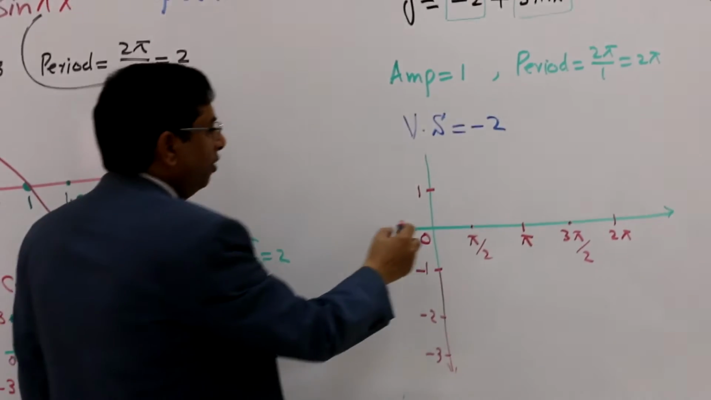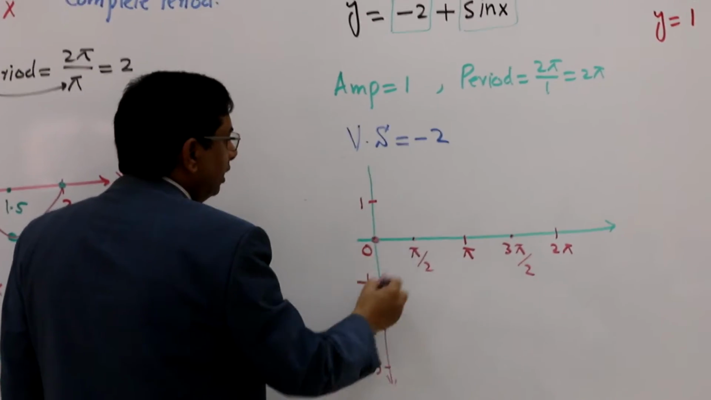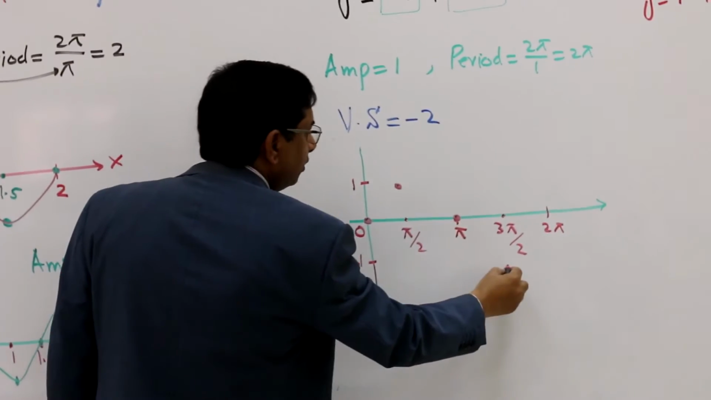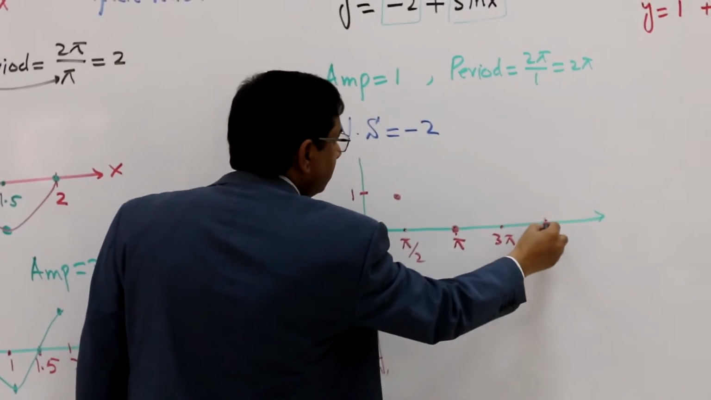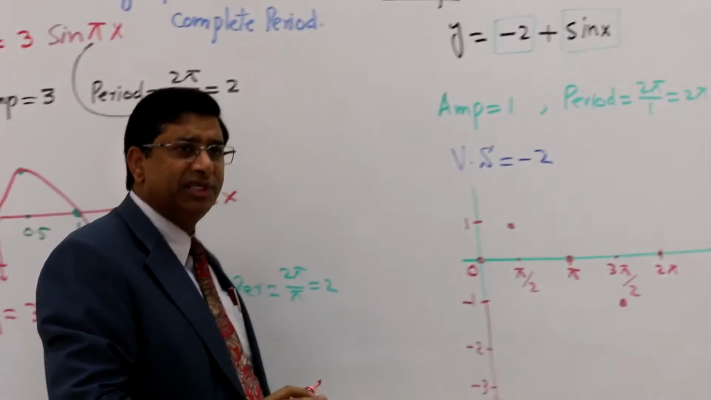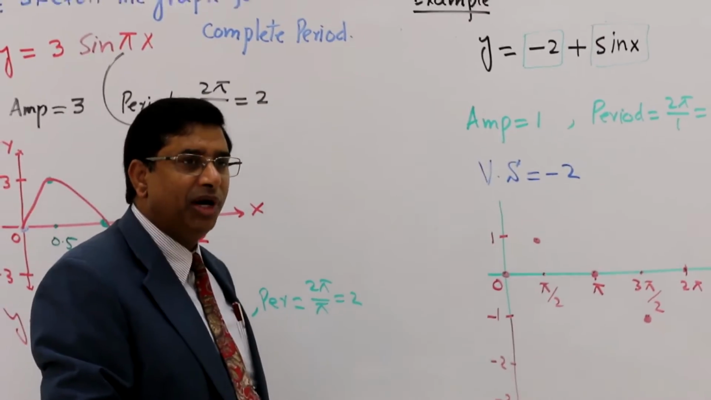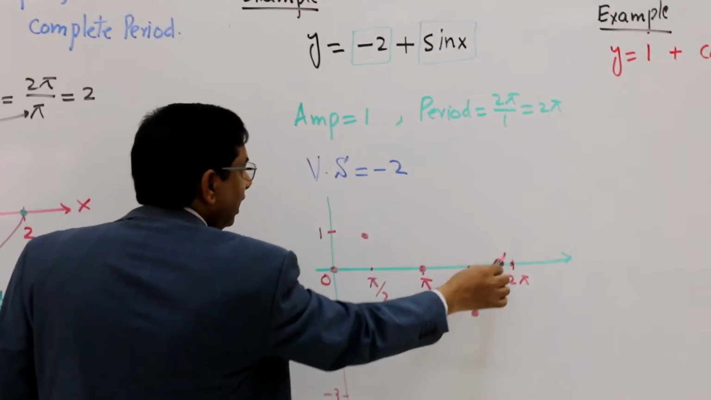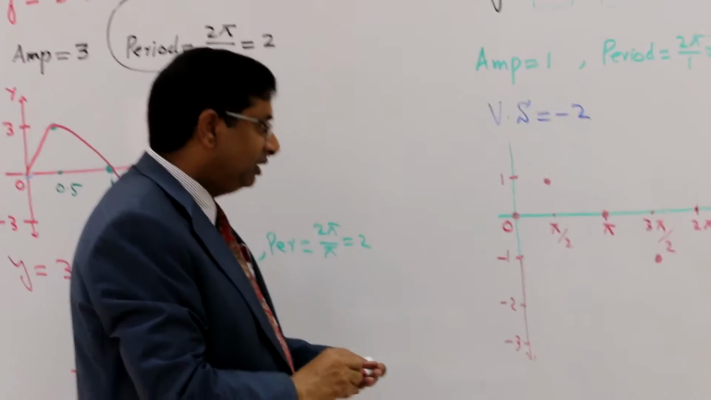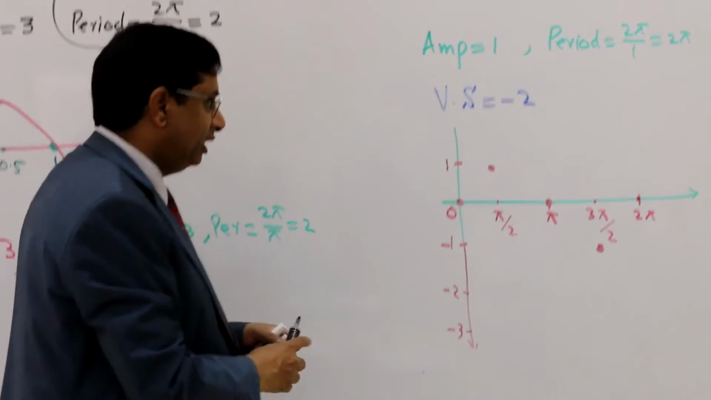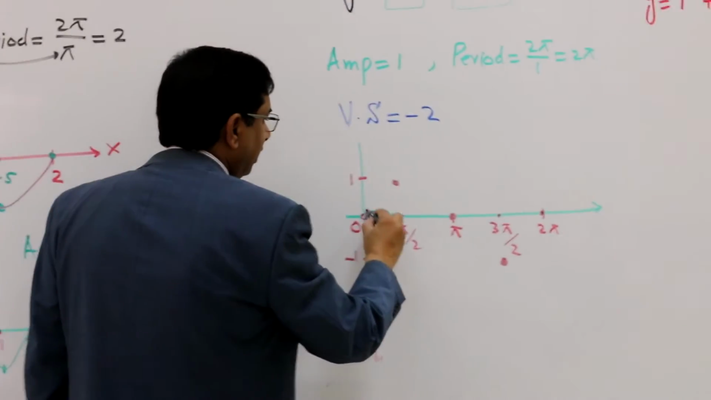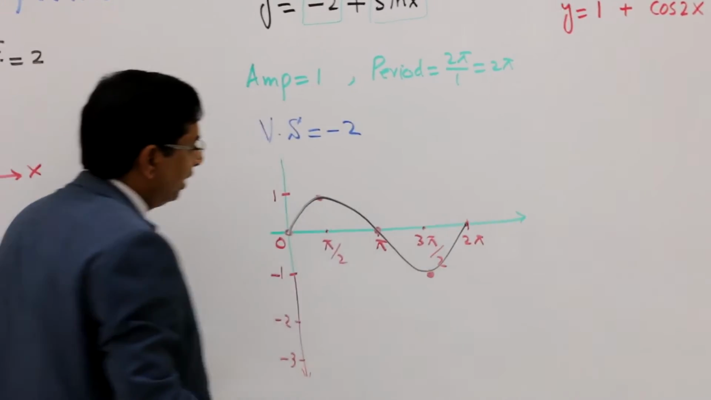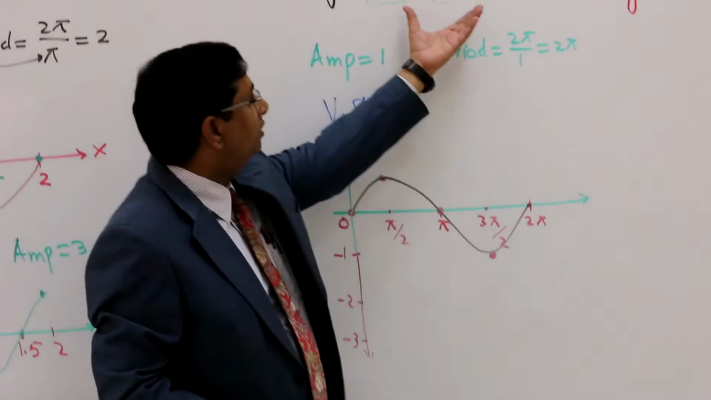This graph will start from 0, then 1, 0, negative 1, and any graph, whenever you have a sine graph, mark the points in the same order: 0, 1, this, and so on. After this, we join all these points with a nice curve, which is known as a sine curve, and this is the graph just for the sine x function.